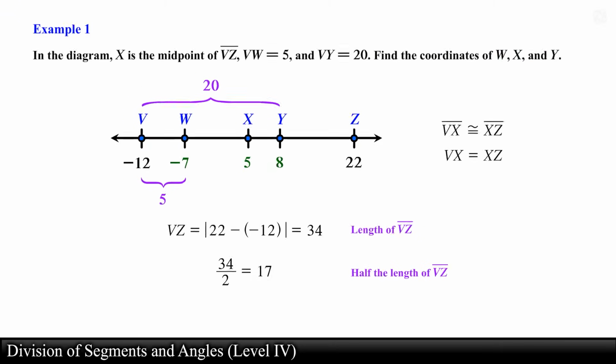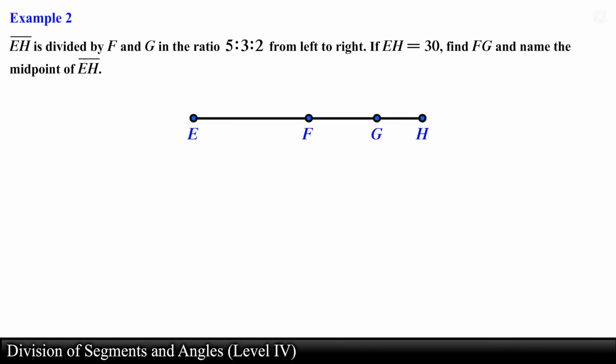Alright, let's take a look at the next example. Segment EH is divided by point F and point G in the ratio 5:3:2 from left to right. If the length of segment EH is 30, find the length of segment FG and name the midpoint of segment EH.